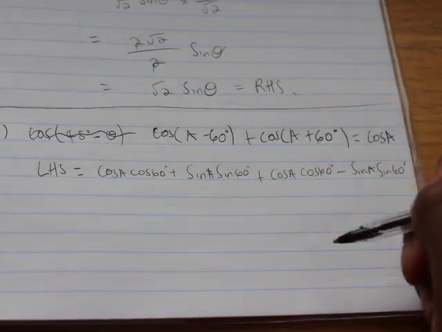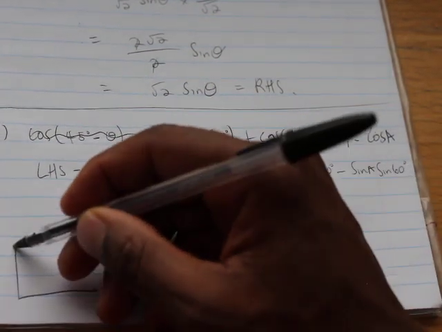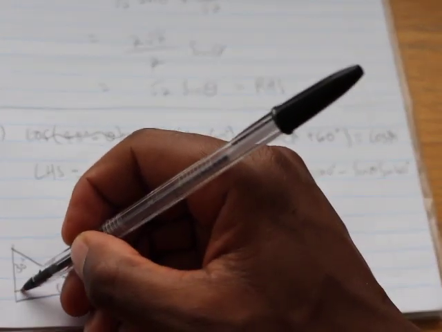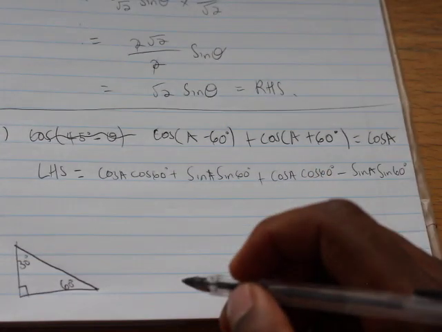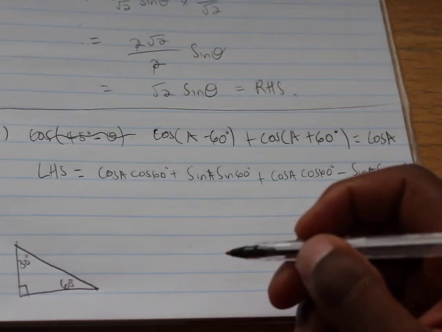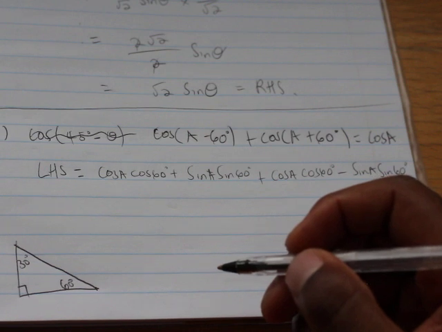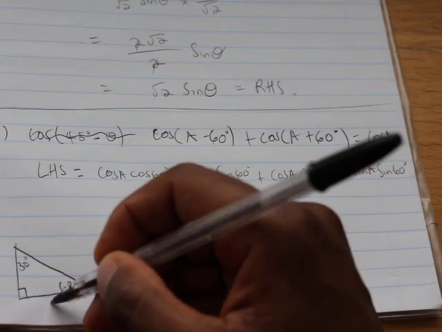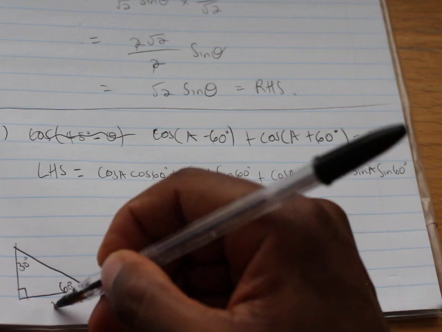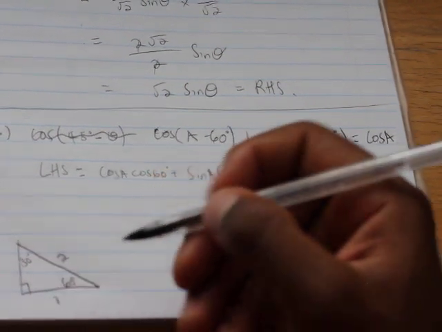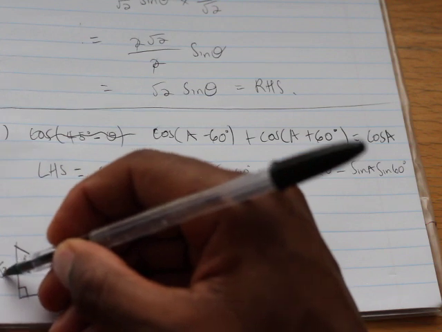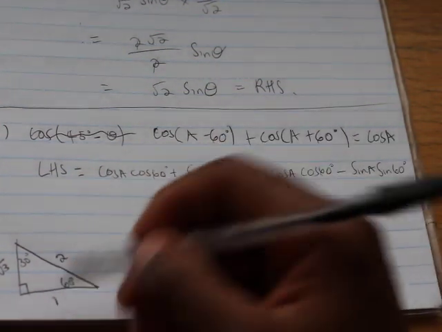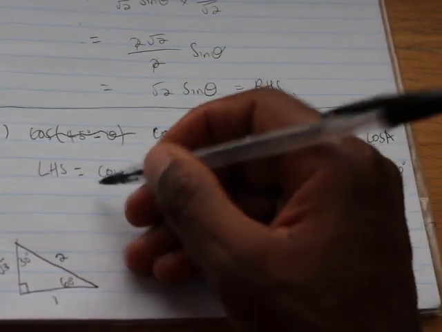Okay, so that's what we have, but you see we've got 60s here, meaning that we need to construct the 60-30 triangle. 60 degrees here, 30 degrees over there, and 90. I remember sine 30 is 1 over 2, opposite over hypotenuse, and the other side should be root 3. Okay, now that we've got this triangle, we can do the substitution.